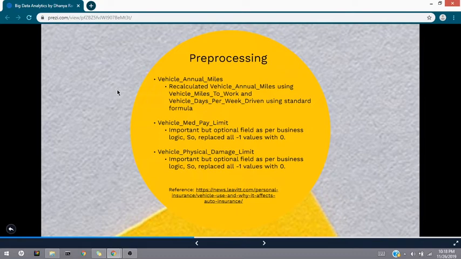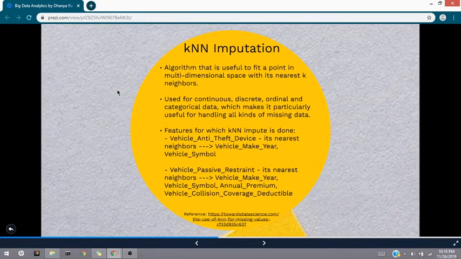Vehicle MedPay limit and vehicle physical damage, these two columns are optional add-ons, and it is up to the individual to decide if they want to add them to the insurance policies. Therefore, the people who do not have this added to their policies won't have the amount mentioned. But since the amount cannot be negative, we replaced these values with 0. After handling these columns, there were also two columns, vehicle passive restraint and vehicle anti-theft device, which had related variables. Therefore, we decided to impute the few missing values in these two columns with KNN imputation.